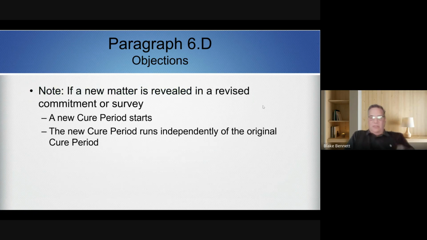If a new matter comes up, let's say that we've got an objection here and seller's working on getting that objection cured, and then we find a new objection. Well, we start a new cure period for the new objection. They can be running at the same time and have different end dates. That can happen.